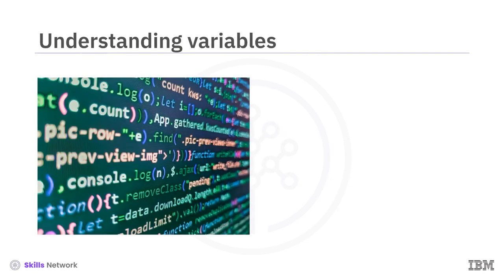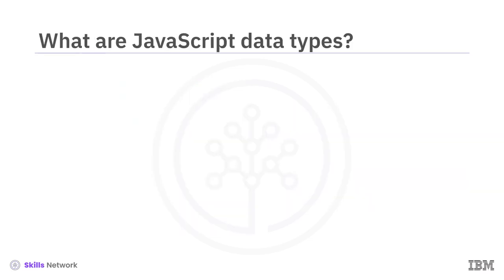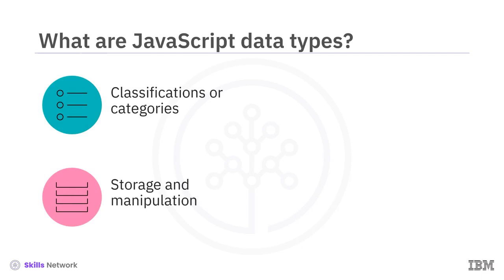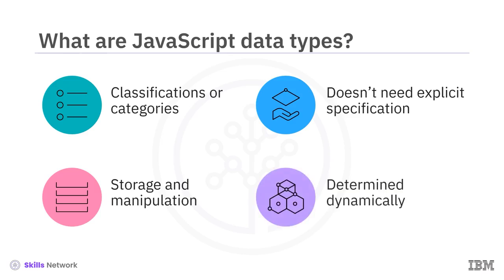Understanding variables is crucial for managing and manipulating data in JavaScript programs. They allow you to work with different types of information, making your code dynamic and adaptable. In JavaScript, data types are classifications or categories that specify what kind of data can be stored and manipulated in a program. JavaScript is a dynamically typed language, which means that you don't need to explicitly specify the data type of a variable when you declare it. The data type is determined dynamically at runtime based on the value you assign to the variable.